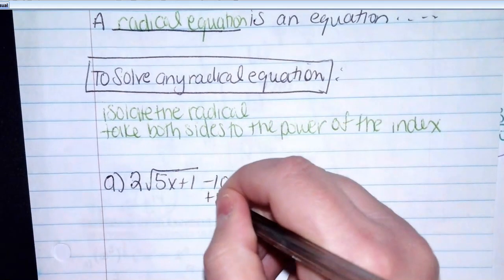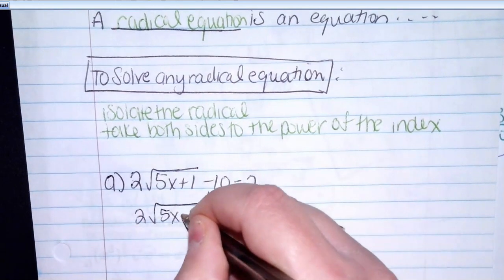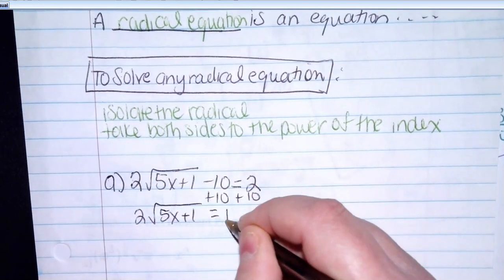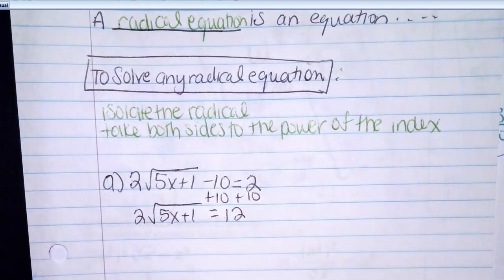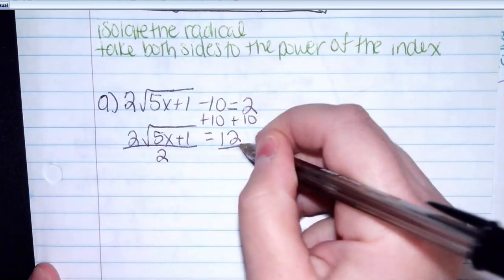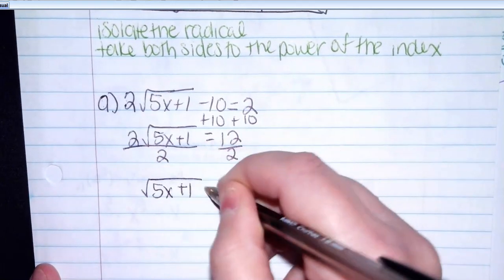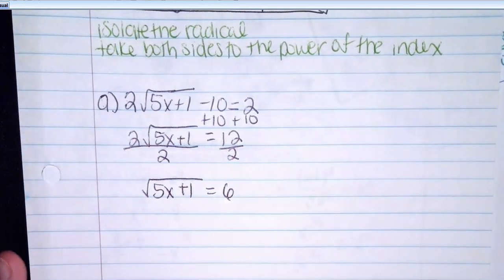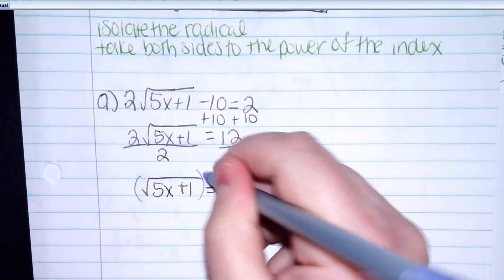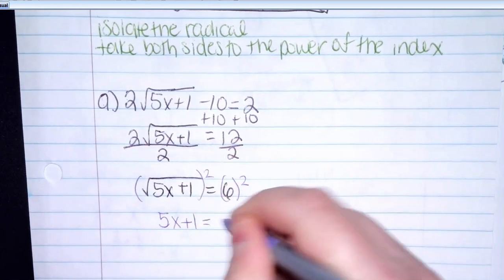All right, so your letter A, we're just going to isolate the radical. So get rid of any addition or subtraction first. The first thing I'm going to do is move that 10 to the other side of the equation. And I've got 2 times the square root of 5x plus 1 equals 12, trying to isolate that radical. So go ahead and divide by 2 to get rid of that in front of the radical. Get this totally alone. The square root of 5x plus 1 is equal to 6. And then what you want to do once you've got your radical isolated is we're going to cancel it out, and I'm going to square both sides. All right, so I get 5x plus 1 equal to 36.